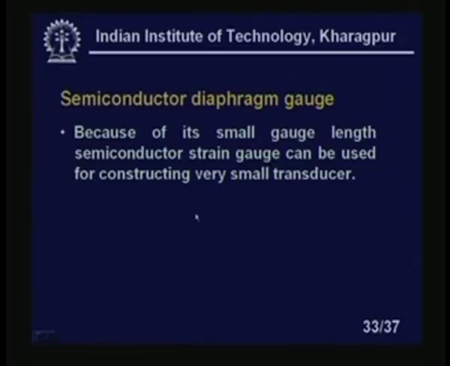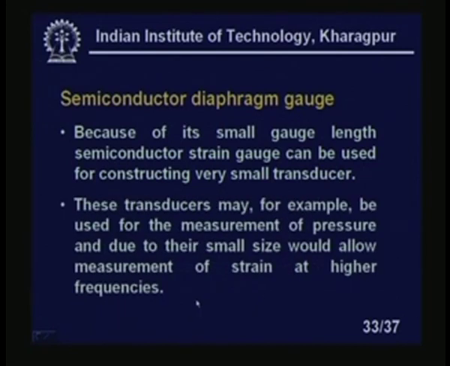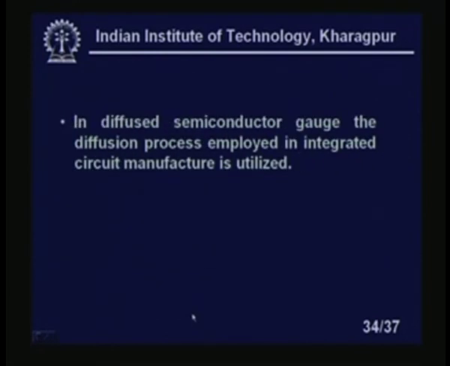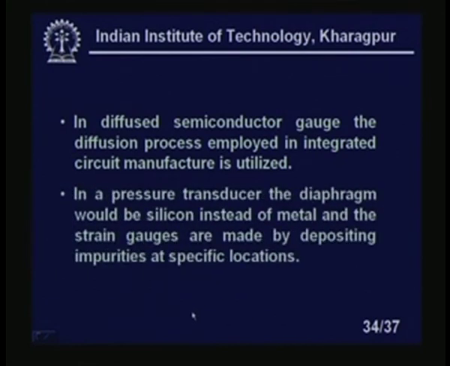Let us look at it. Because of its small gauge length, a semiconductor strain gauge can be used for constructing very small transducers. These transducers may, for example, be used for measurements of pressure, and due to their small size would allow measurements of strain at higher frequencies. In the diffused semiconductor gauge, the diffusion process employed in integrated circuit manufacture is utilized. In a pressure transducer, the diaphragm would be silicon instead of metal, and the strain gauges are made by depositing impurities at specific locations, as I told you.